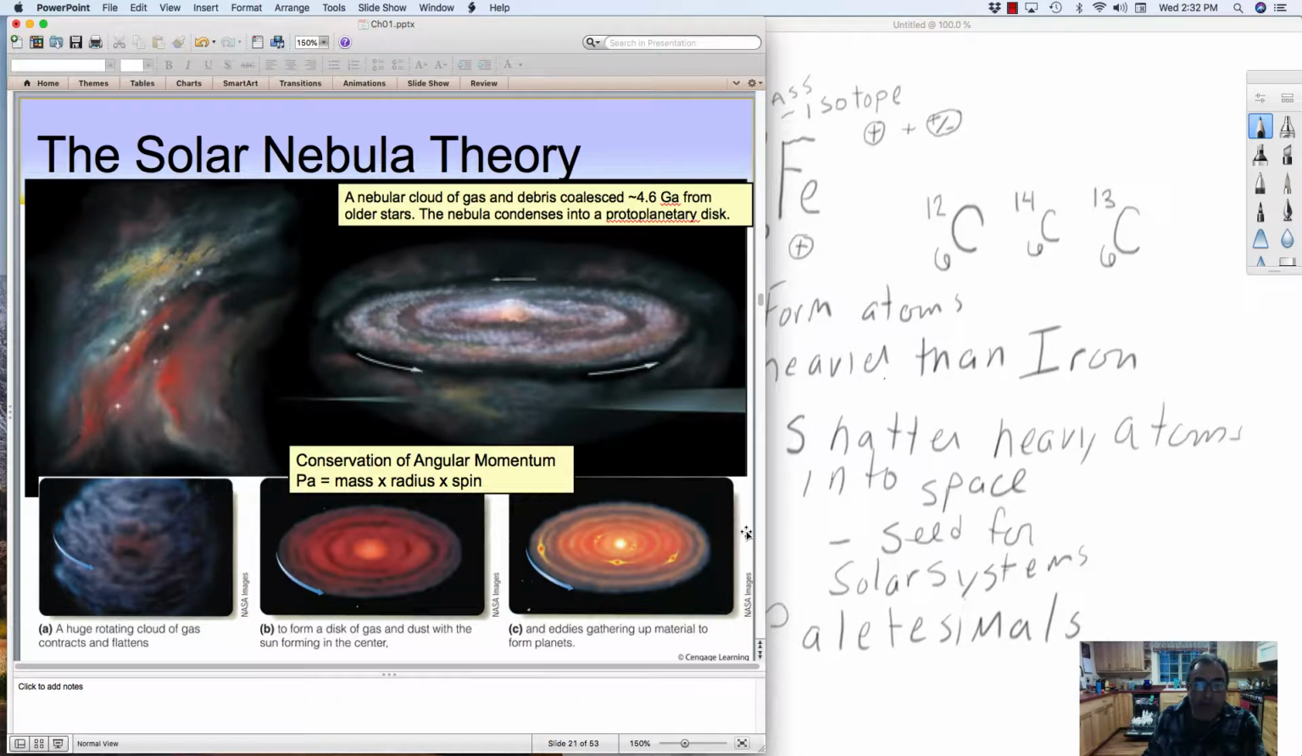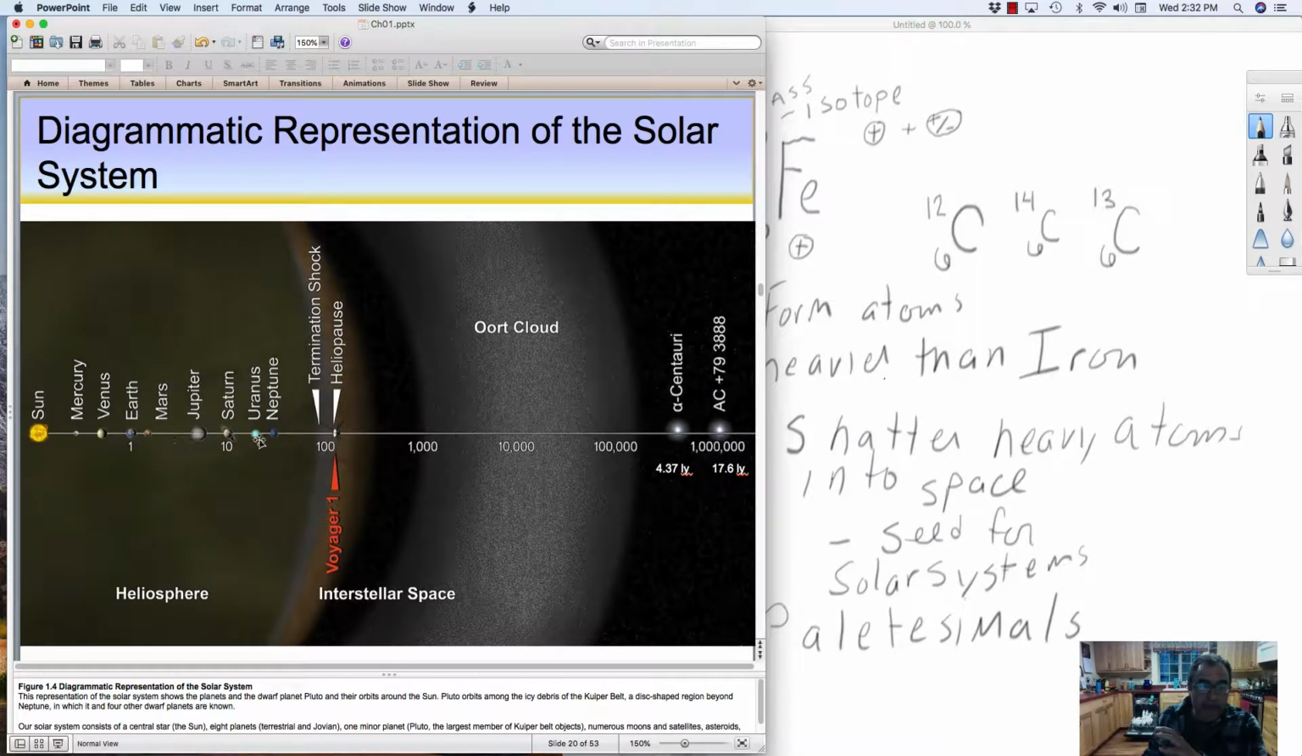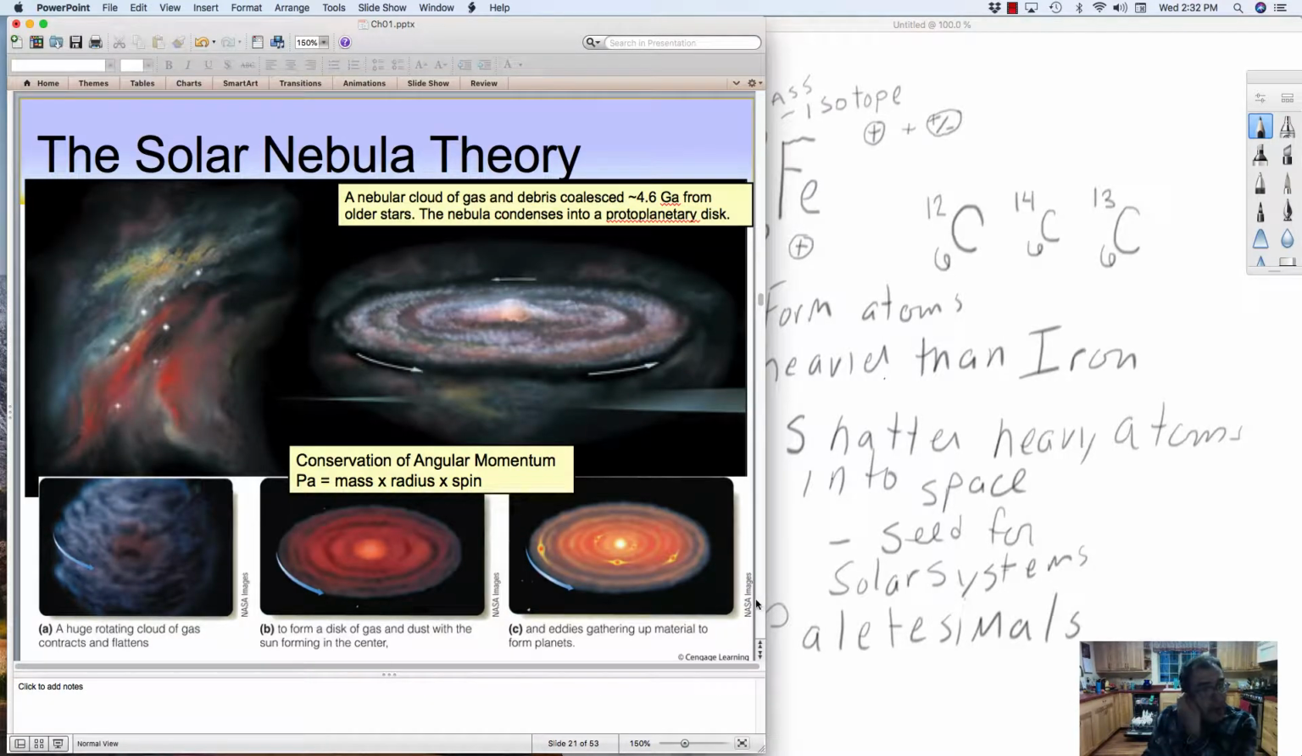For the solar nebula, everything that's going to form, the Kuiper Belt, the planets, the Oort cloud, they all really form from this solar nebula. So they're really all the same age. And so the solar nebula hypothesis states that there must have been some supernova event nearby that provided the seeds, or the heavy atom objects, for our solar system, right?